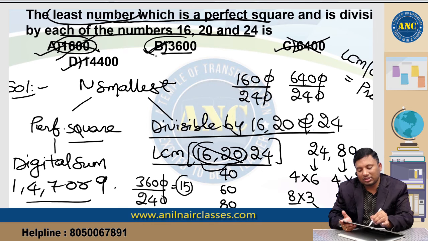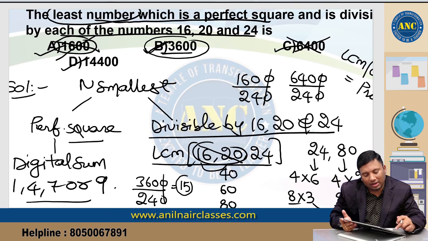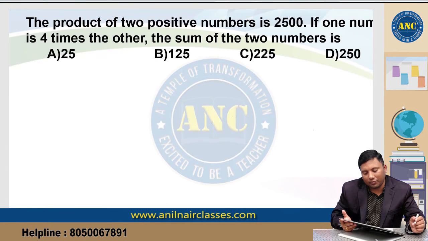3600 should be divisible by 16, 20, 24 and it should be a perfect square. Because it's the smallest number, that itself is the answer, because it is 60 whole squared.